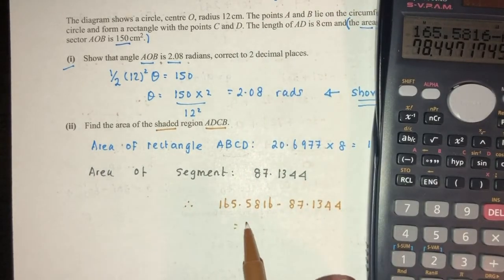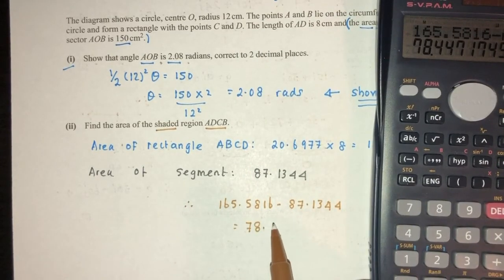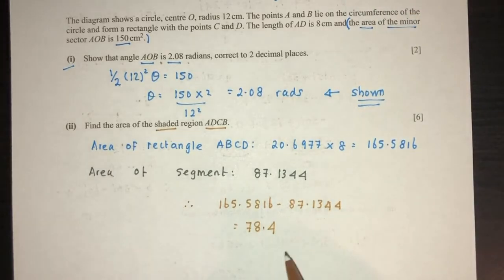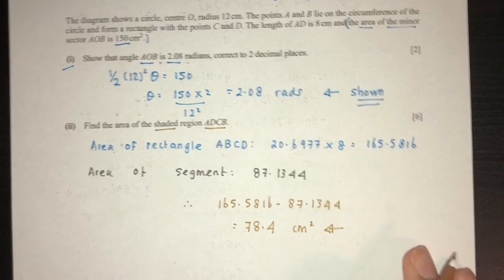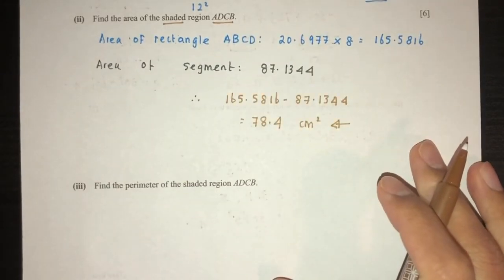That will be 78.4, correct to 3 SF, sorry. That will be centimeter square. Now we have to find the perimeter of the region.